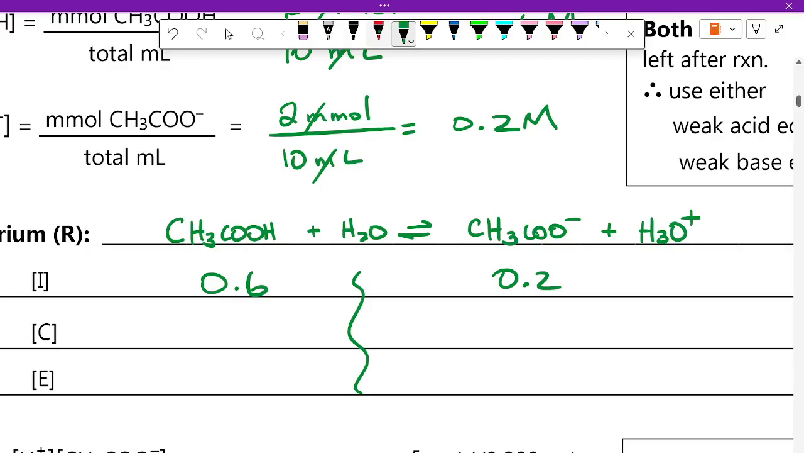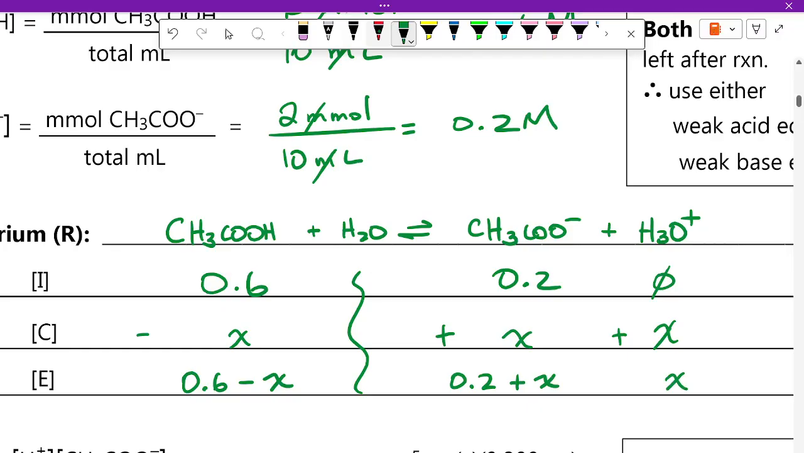And what's the initial concentration of hydronium? Zero. Which way does this equilibrium have to shift? Has to shift to the right because we've got something at 0, right? Okay, so we got plus, plus, minus, x, x, x. So 0.6 minus x, 0.2 plus x, and x.